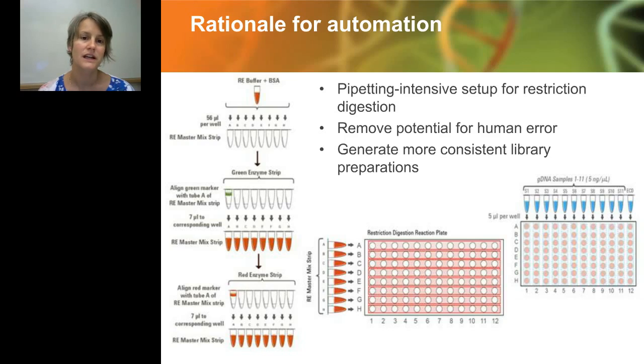So really, our rationale for automating this was very different from our rationale for automating the NEB. The NEB, we wanted to be able to increase our turnaround times and do more samples than we could do manually. For this, our rationale was really to just try to remove that potential for human error and to be able to generate a more consistent library prep.